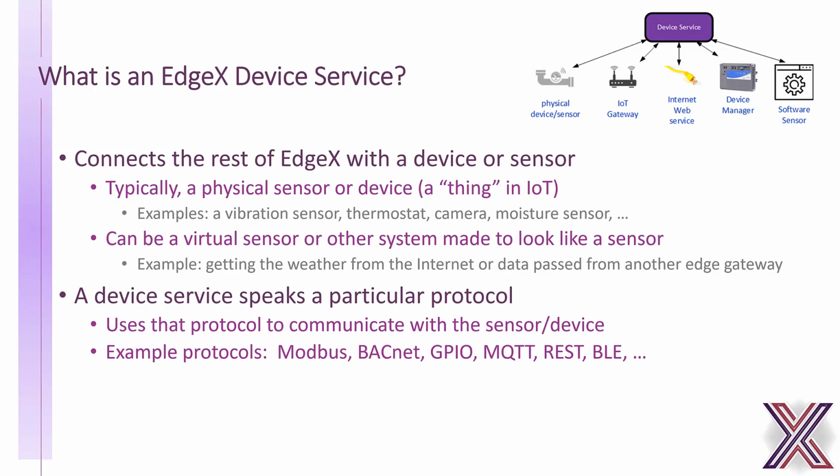But they could also be a virtual sensor. So, for example, it could be an application that retrieves a forecast from the internet about the weather. That information can also be collected by the platform and fed into the system. Now, a device service speaks a particular protocol because it interfaces with the physical device. Example protocols are things like Modbus, BACnet, GPIO, and so on. We'll talk more about those in a second.